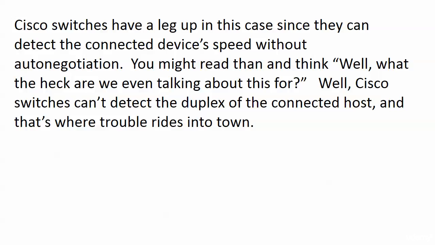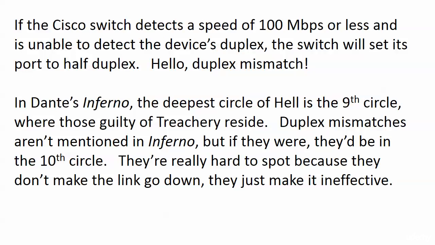And you're like, wow, okay, why do I even need auto negotiation? Well, the problem is Cisco switches can't detect the duplex of that connected host, and that's where trouble rides into town. Because if the Cisco switch detects a speed of 100 meg or less, and then cannot detect the device's duplex, then the switch sets its port to half duplex.